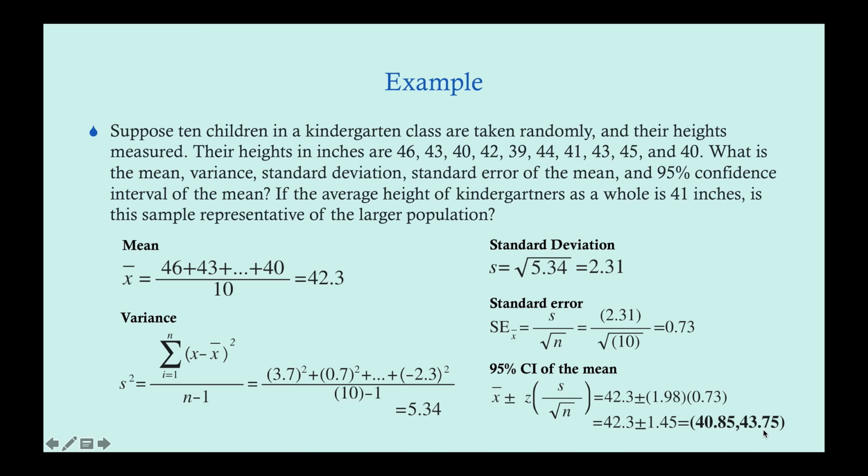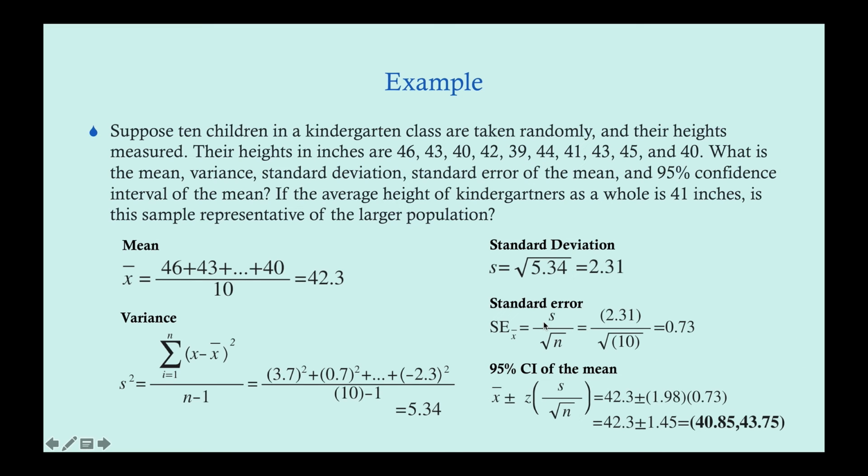So what does this tell you? At first glance, you might say, well, the mean is 42.3, so this group of kindergartners is not representative of the general population. And if that were the case, you might think, well, are these children being exposed to something that's causing them to grow faster? What's going on? Well, when you take that mean, you might think that.